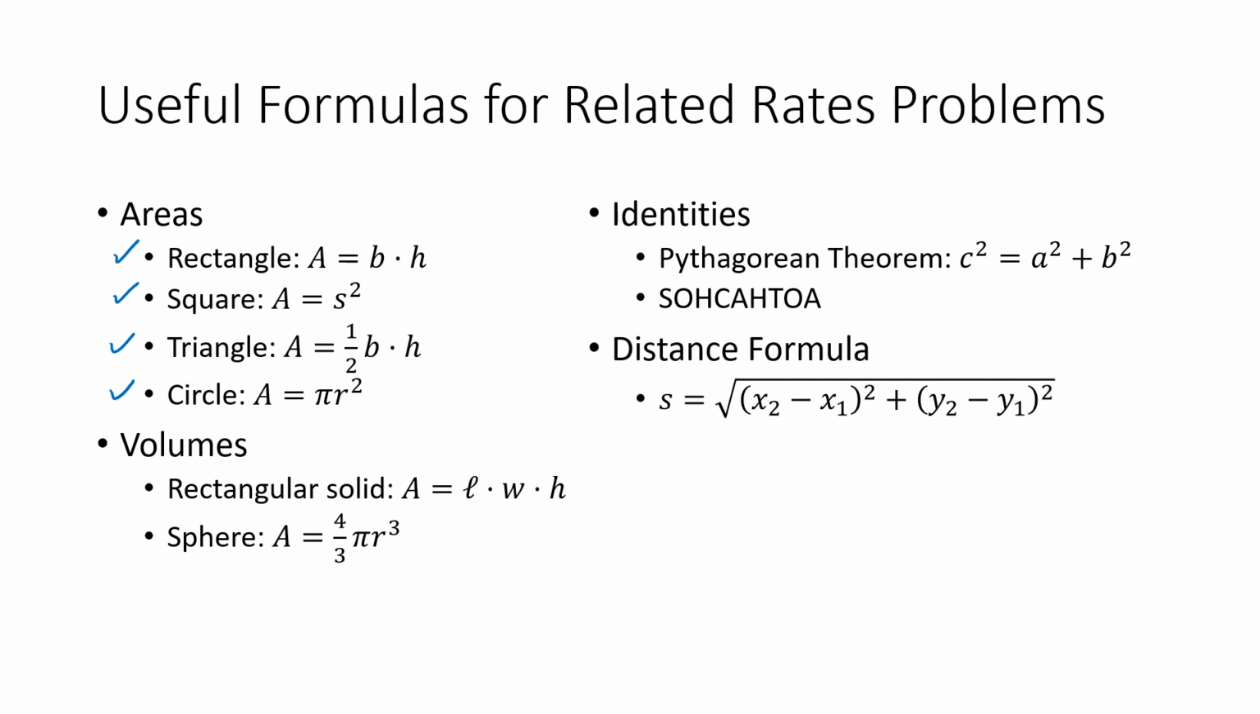Again, use this slide. Here, these should be volumes, so that should be a V. This should also be a V, sorry for the typo there. So volumes, we've got volume of a rectangular solid, length times width times height. Sphere, 4/3 pi r cubed, that's another good one to know. We saw the Pythagorean theorem come up in the example that we just did.